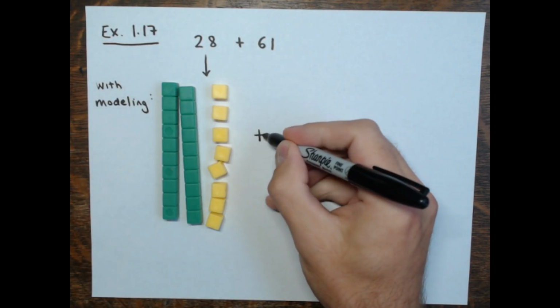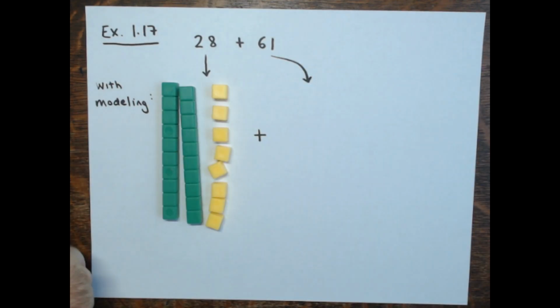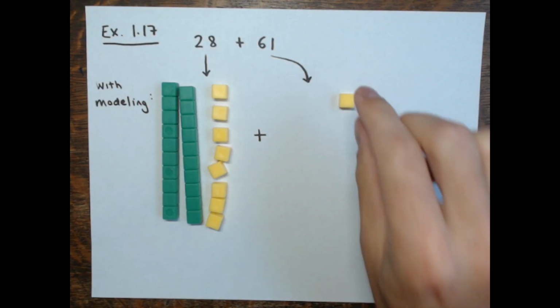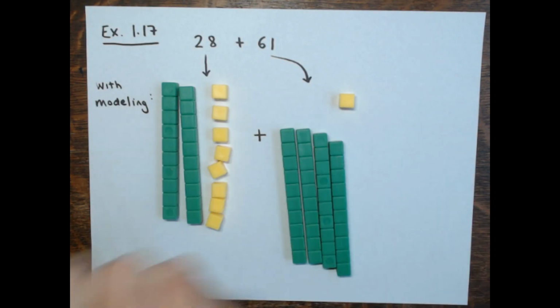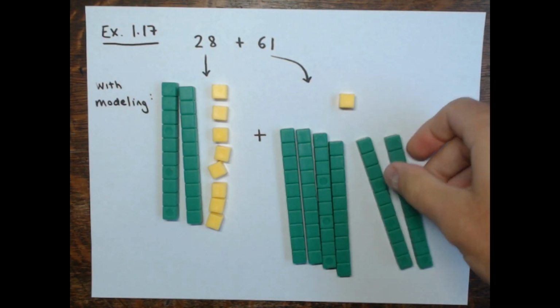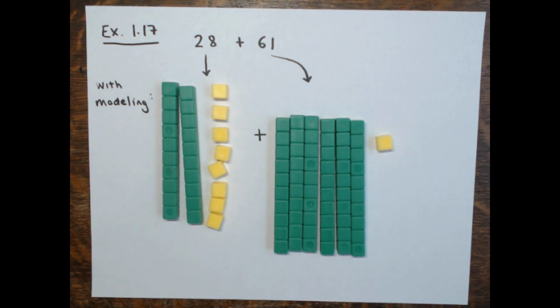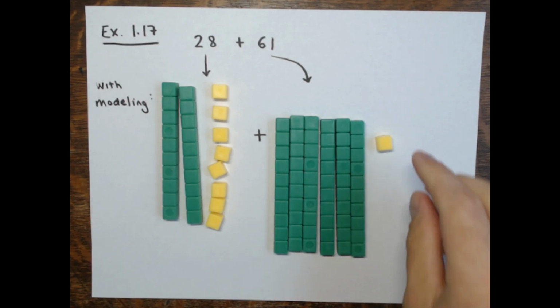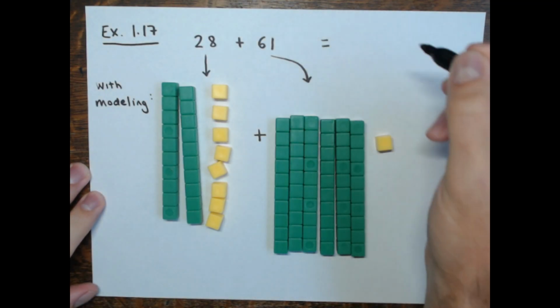And then we're adding to this, plus 61, which has 1 in the ones place, so 1 individual block, and 6 in the tens place. So I've got 1, 2, 3, 4, 5, 6 of these 10 blocks. That's 61. So we put them together. We're adding them together.